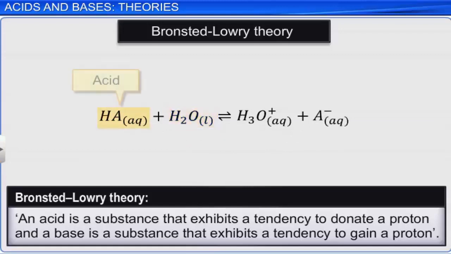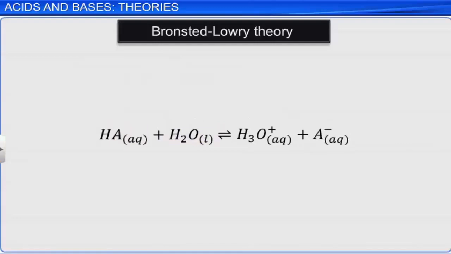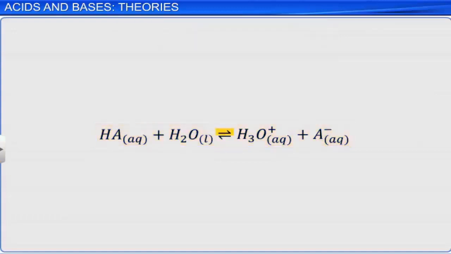Consider a generic acid-base reaction. HA plus water in equilibrium with H3O+ and A- ions. In the forward reaction, HA donates a proton to water and thus acts as a Bronsted-Lowry acid, while water accepts the proton and acts as a Bronsted-Lowry base.